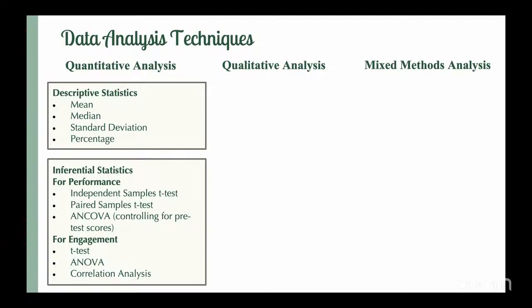And of course, ANCOVA, again, it is controlling for pretest scores. So you're taking out the pretest scores and trying to find... I don't know if I have to explain this more because this is all much into depth. I don't want to explain this as a part of introducing research methodology. Otherwise, you'll get too confused.